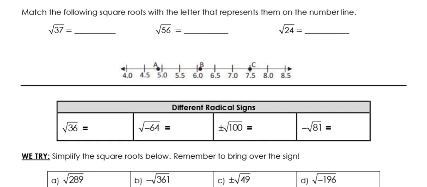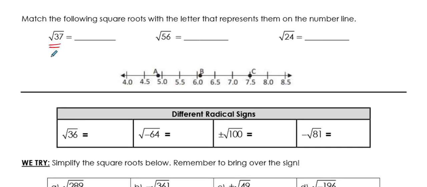All right, actually, I think you can try these 3 on your own. You're going to take the square root of each of those and figure out which dot on the number line those match up with.